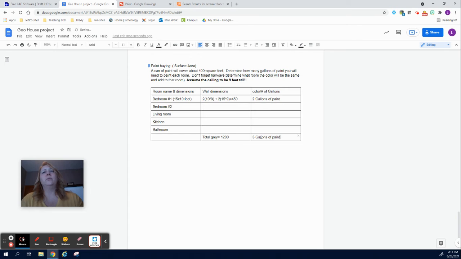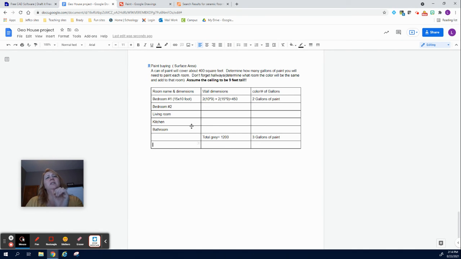If I added those rooms together, with a couple other rooms like the bathroom, and got a total of 1200, then I know I need 3 gallons of paint. So you can put in these totals at the bottom for what colors you want, but you do have to have every wall in your house covered. You're covering all of the inside of your house. Okay? That's the paint buying part of this. And that's all about surface area, right? So you have to picture yourself inside the room, covering the surface area.